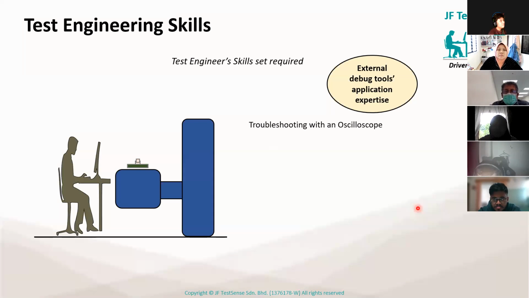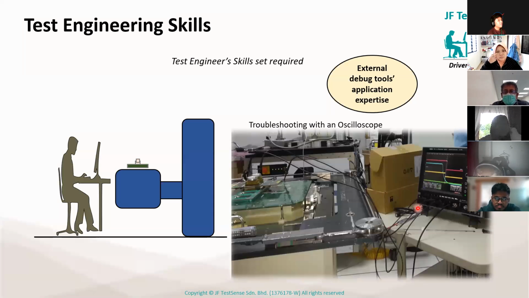Okay, so as I mentioned, troubleshooting with scope is important. So this is typically a setup of a debug session in progress. You have the scope connected to the test PCB, and you're looking at all the signals to make sure that all is working well.